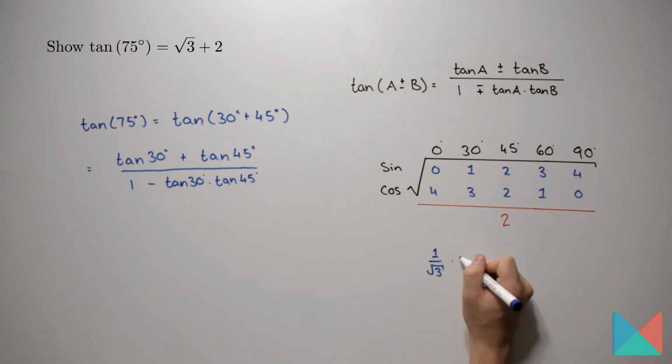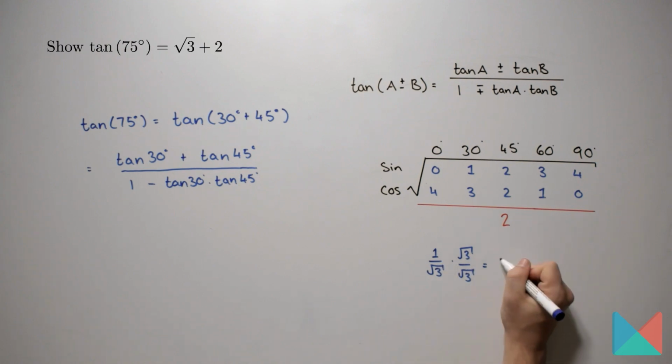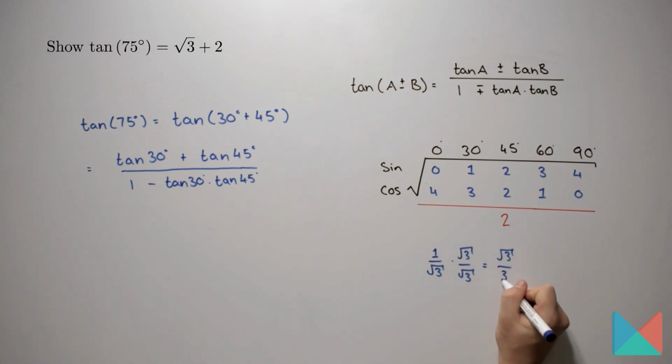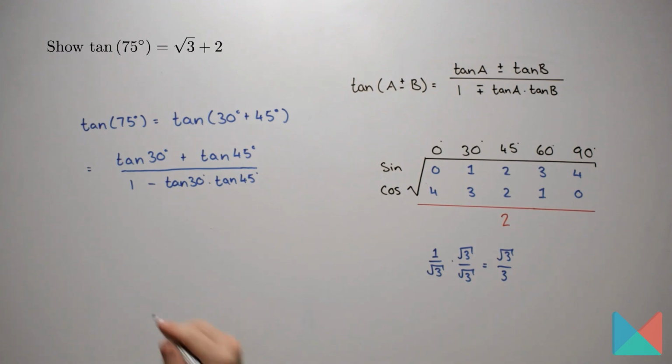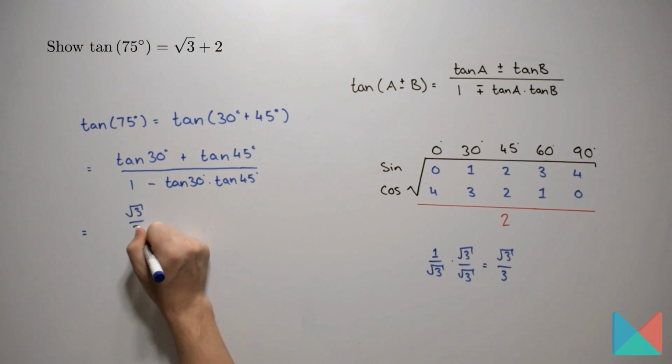And we're going to rationalize the denominator by multiplying and dividing by root 3. And we get root 3 times 1, which is root 3. And we're dividing by root 3 times root 3, which is root 3 squared. And the square roots cancel out, so we're just left with 3. So let's write root 3 over 3 as our solution for tan of 30. So we get root 3 on 3.